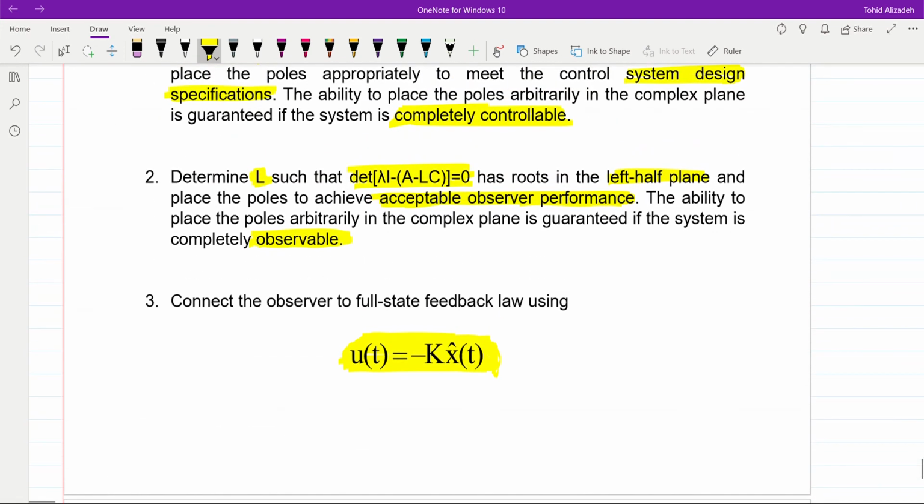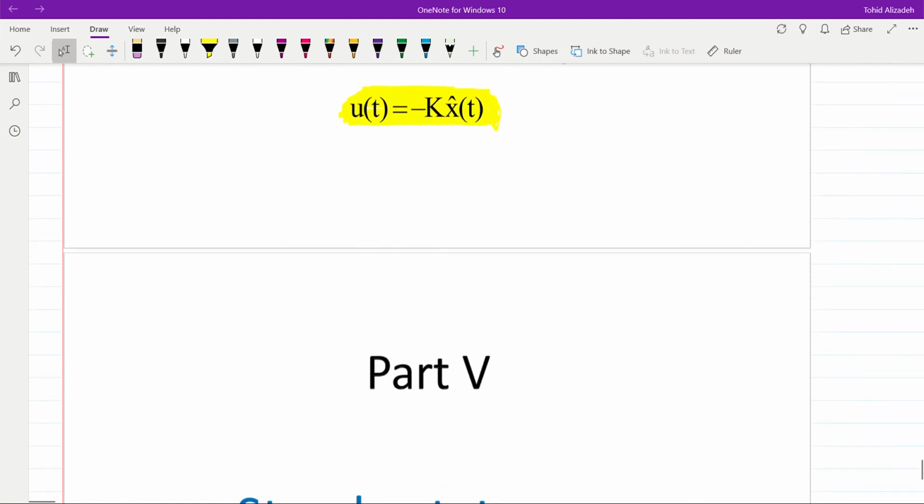Okay, so I think that's all for this video. Over here we have learned how to design the controller and the observer together and then connect them to each other. In the next video, we'll talk about the steady state error.